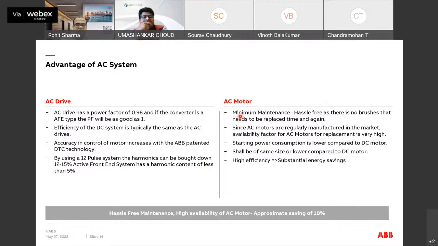And the AC motor, in comparison to a DC motor, requires less maintenance due to the removal of carbon brushes, and AC motors are regularly manufactured. They have quite good availability in the market.